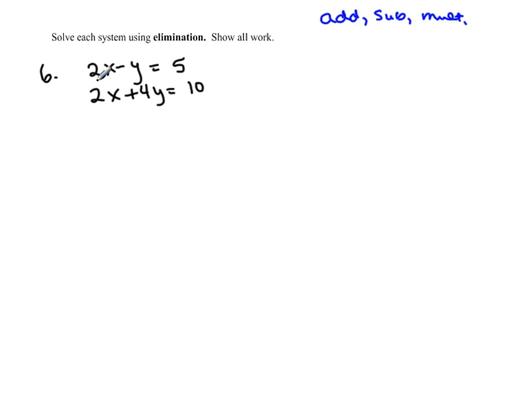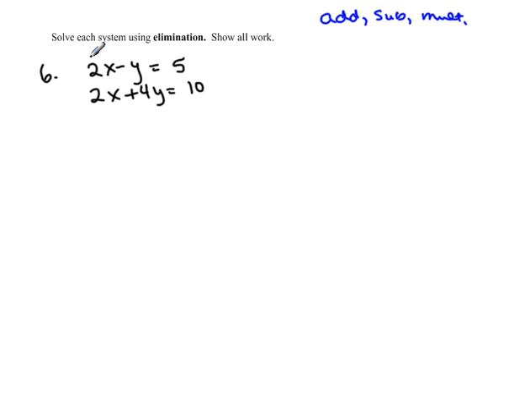Addition works if one of the sets of coefficients for the variables are opposites. So you'll notice here that the x's are not opposites, they're the same. So addition will not work. If I add these two equations, neither variable, x or y, would eliminate. So addition is not the method for this system.